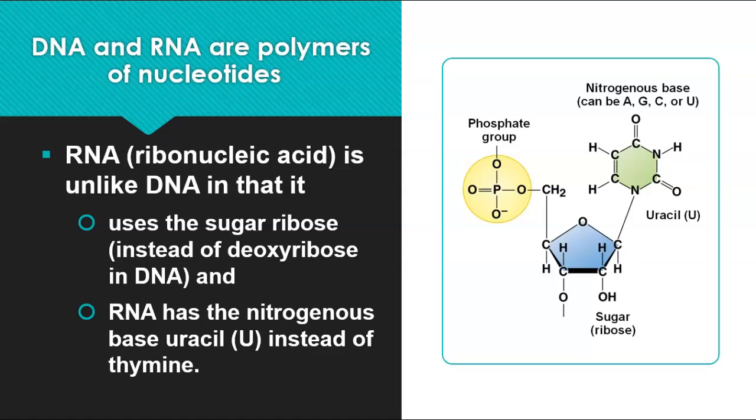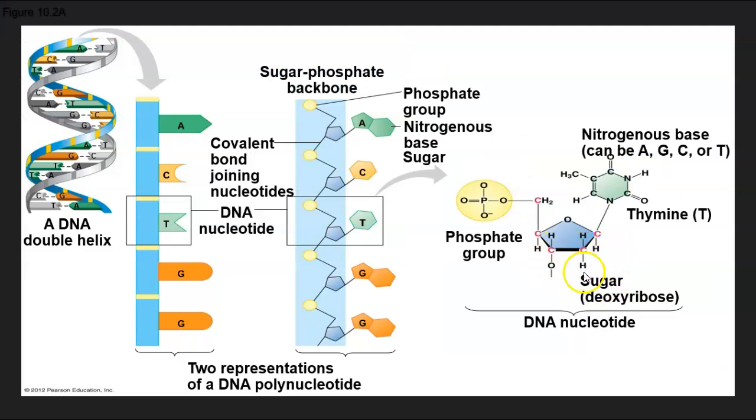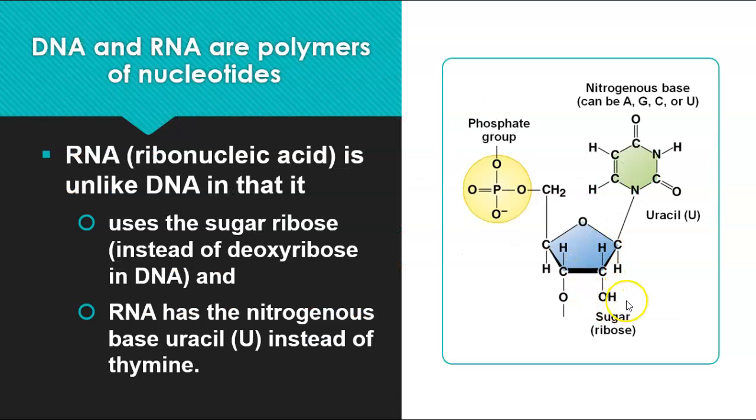RNA is also a polynucleotide, but instead of deoxyribose, it has ribose sugar. If you think back to the one we just looked at in the previous slide, notice that on the number 2 carbon there's only a hydrogen attached, but on the ribonucleic acid nucleotide, the ribonucleotide, there's an OH there instead of just an H.